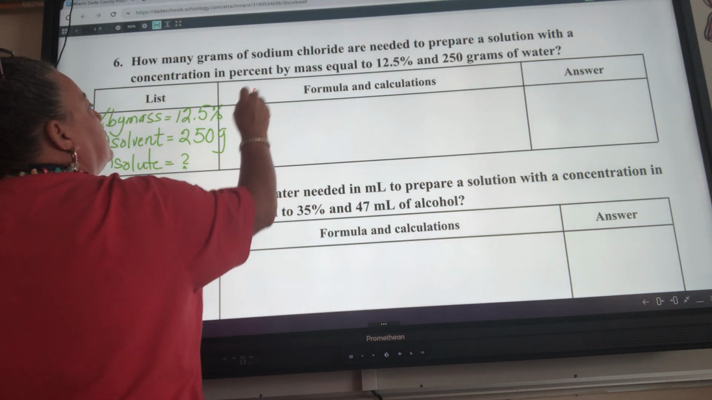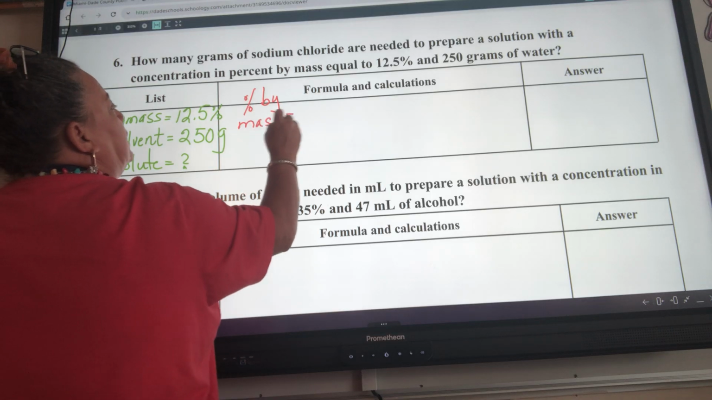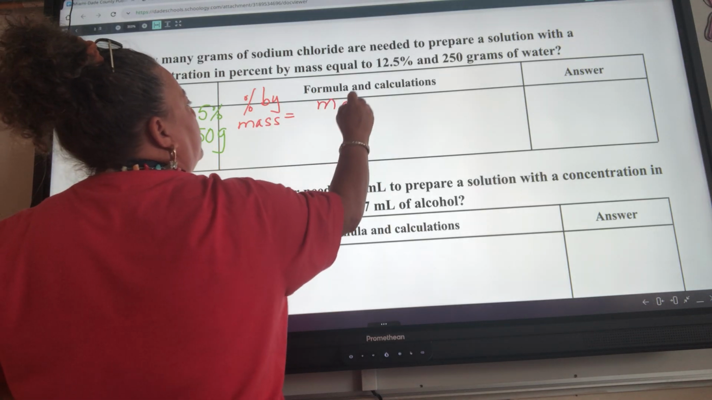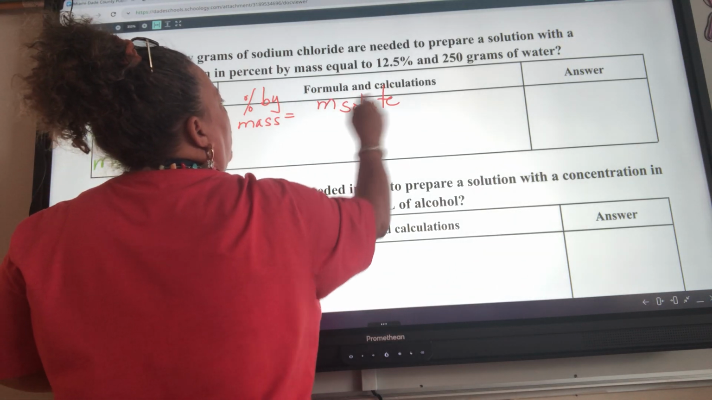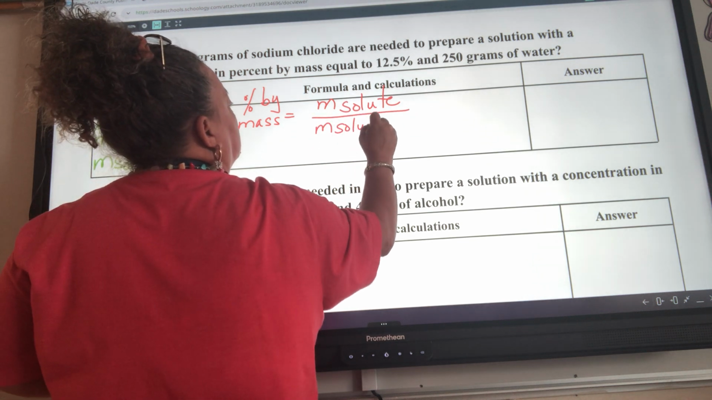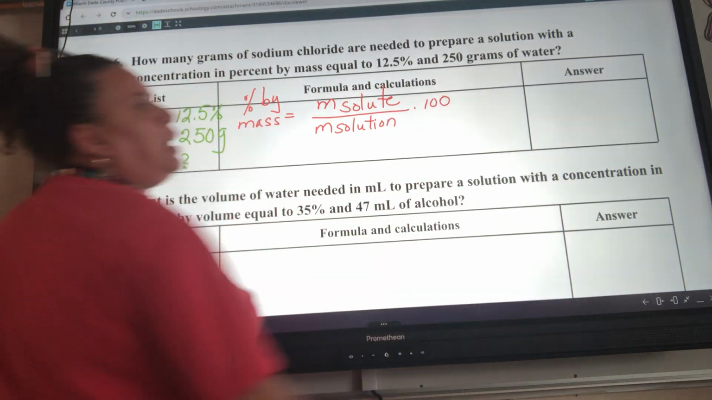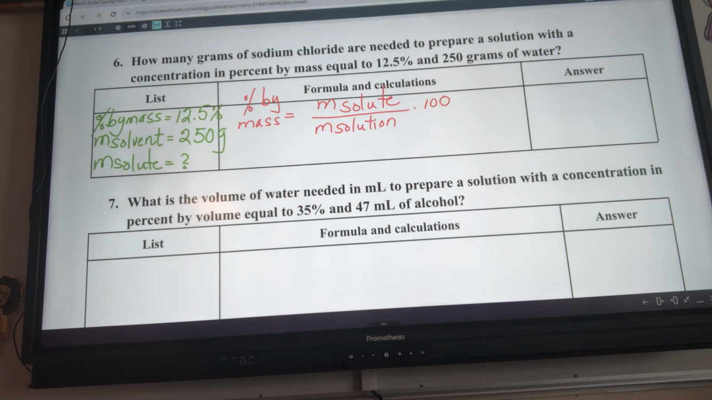Percent by mass is the mass of the solute over the mass of the solution, multiplied by 100. Do we have the mass of the solution?